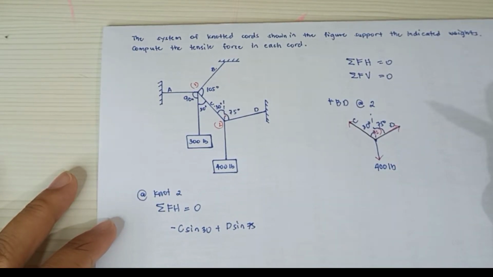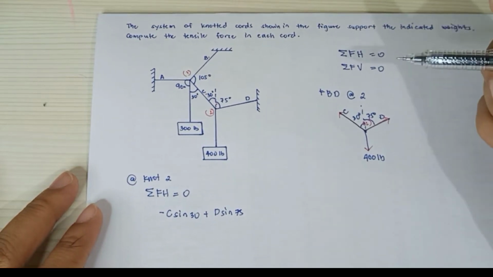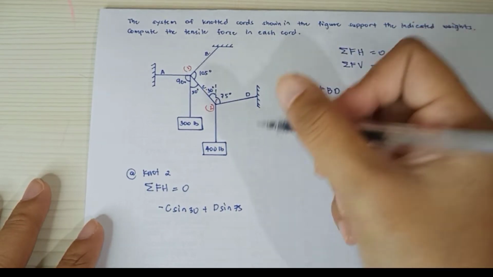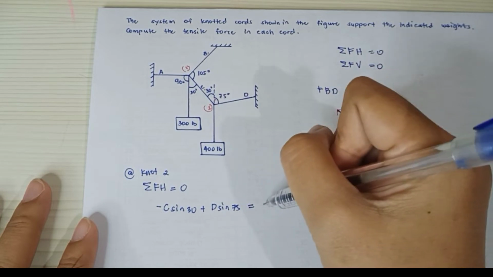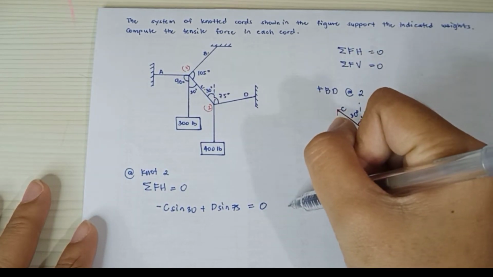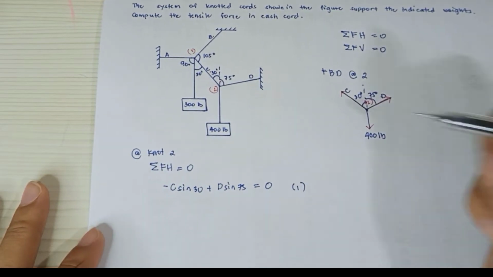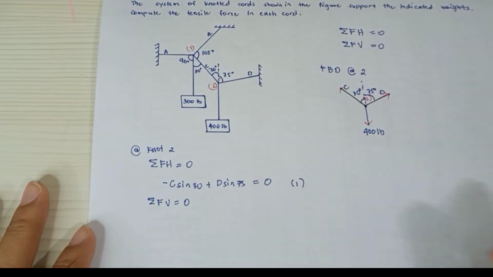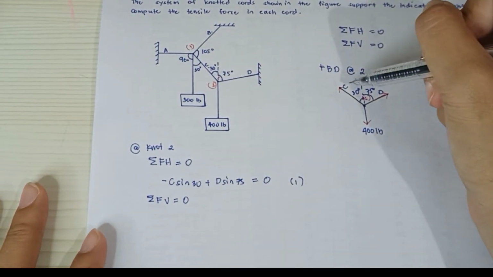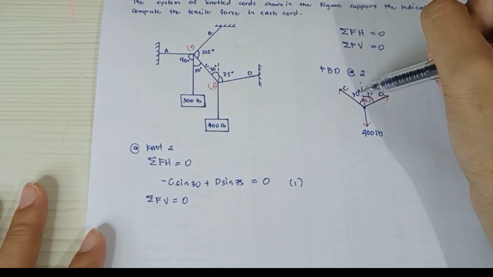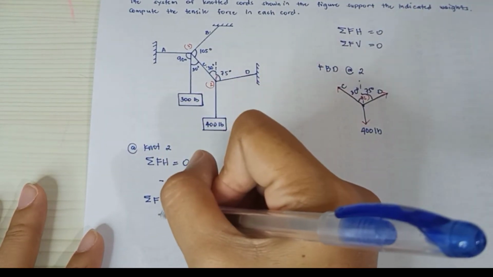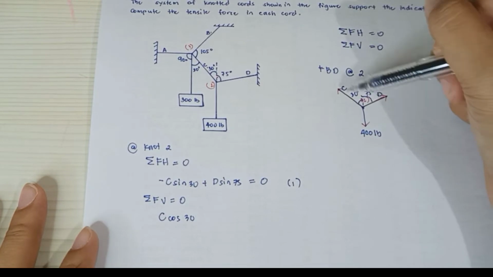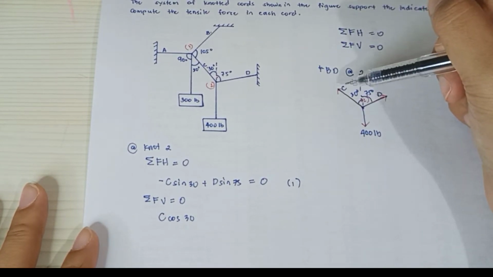So, meron pa ba tayong horizontal forces? Wala na. Since yung 400 dito is vertical component only. Okay, so equate natin to 0. Meron na tayo ngayong equation 1. Ngayon naman, solve natin yung summation forces vertical, which is equal to 0. And start ulit tayo sa C. What is the vertical component of C? We have C cosine 30. And this is positive since upward yung direction niya.